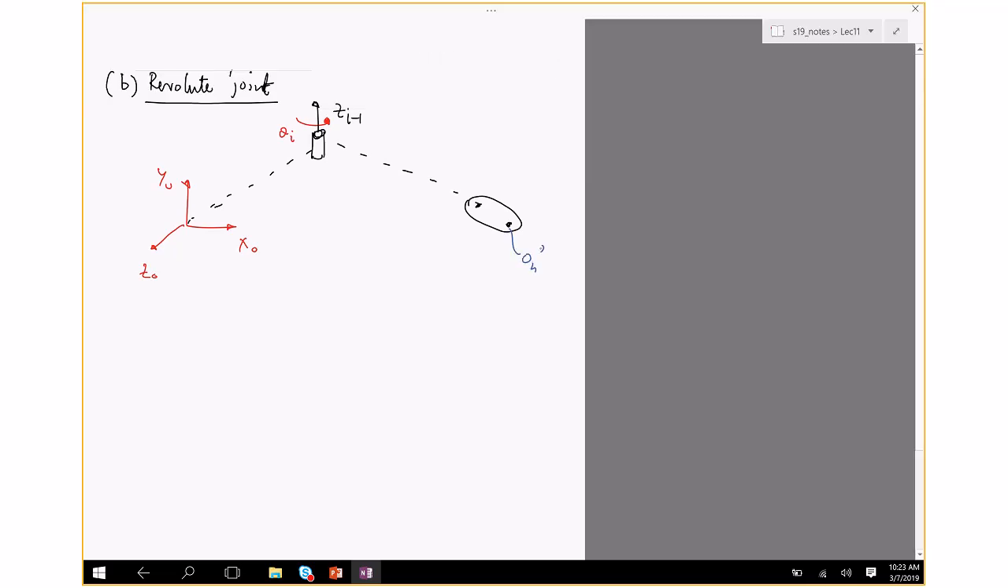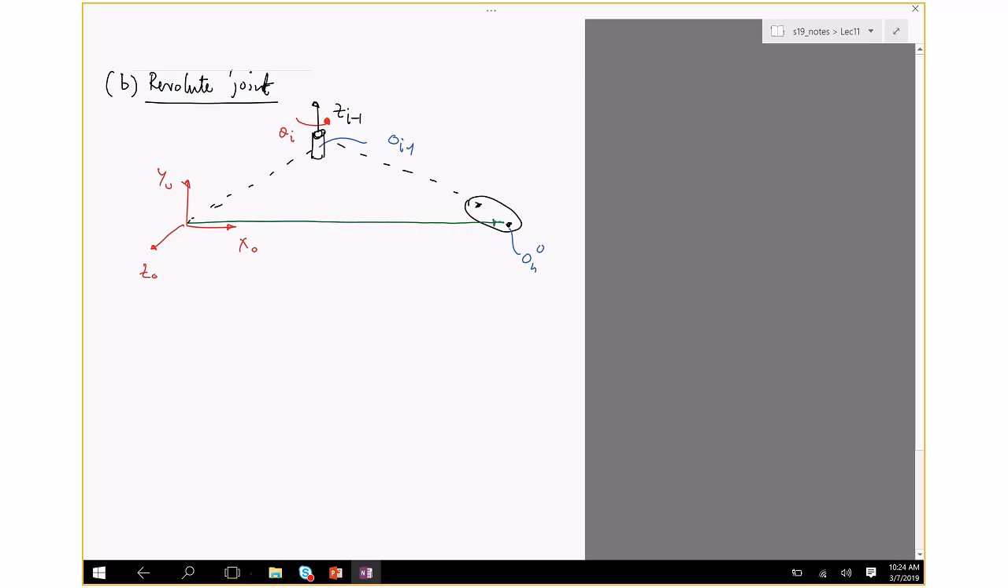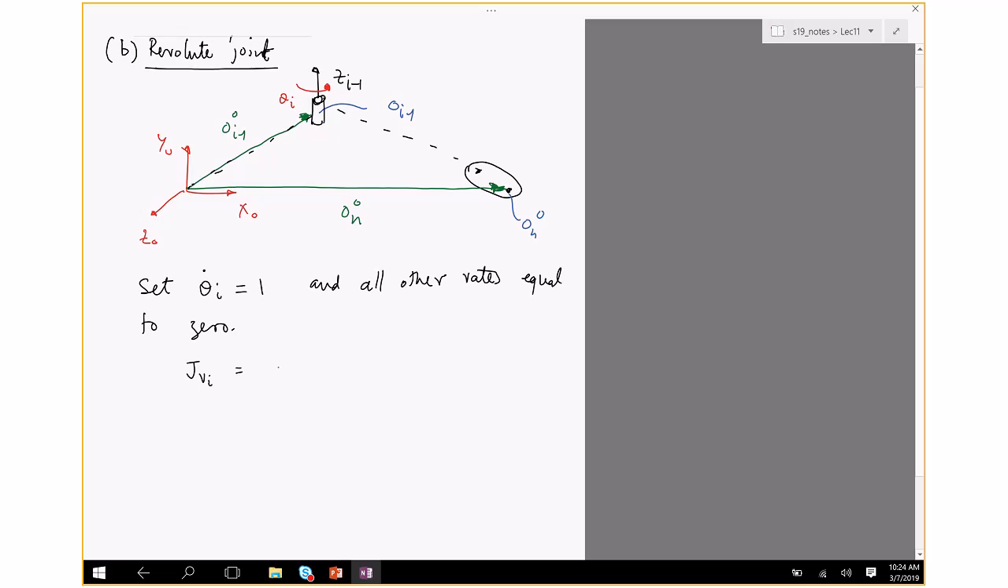It's my ON0. This is OI minus 1, and I'm going to connect a few things. There's a vector here which defines the distance of ON from the origin, and this vector here which defines OI minus 1, 0. Okay, and following a similar reasoning, I need to set theta I dot equals 1 and all other rates equal to 0 to get JVI equals DO over D theta I, and then theta I dot is equal to 1, which is the same as the velocity of nth link, which is equal to O.